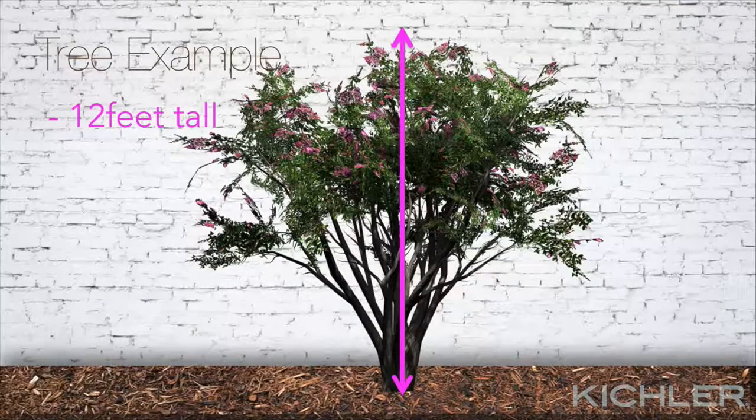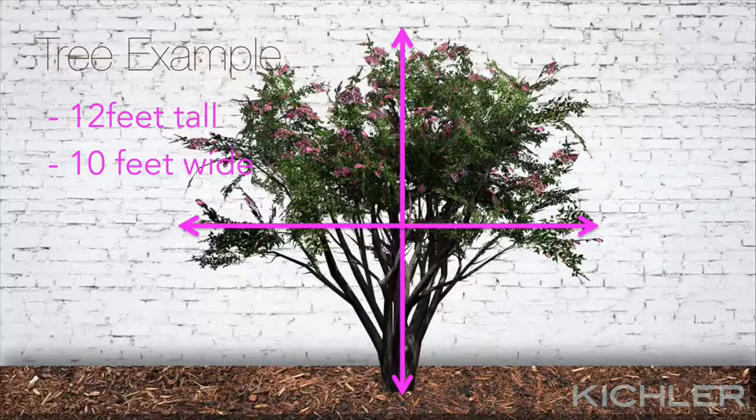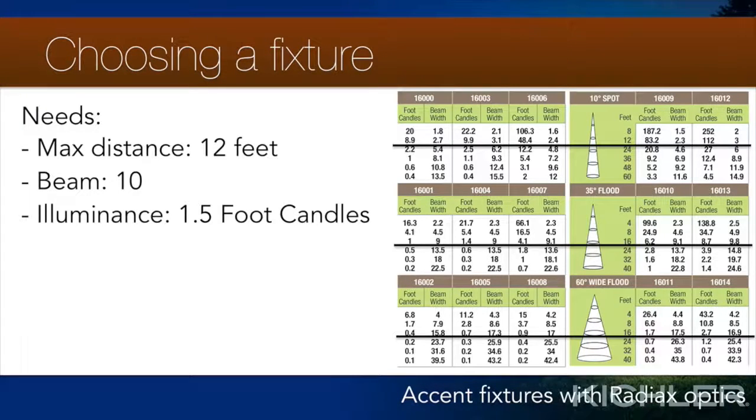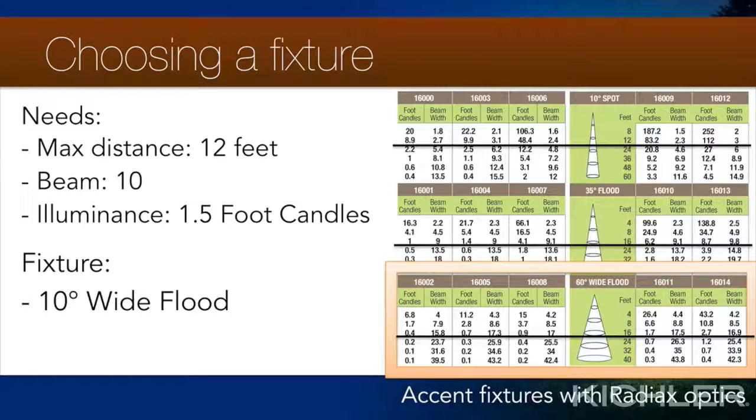A 12-foot tall, 10-foot wide ornamental tree. It has an open branch pattern and interesting bark texture that will do well when illuminated from close to the trunk. Consulting our photometric chart, the fixture that will give us a 10-foot beam width at 12 feet from the fixture will have a 60-degree beam spread. The chart doesn't line up exactly with the fixture, but we can see that the 16008 fixture will fall somewhere between 3.7 and 0.9 foot candles at 12 feet, and that the 16011 fixture will be over 1.7 foot candles at 12 feet. Both should work in this situation.